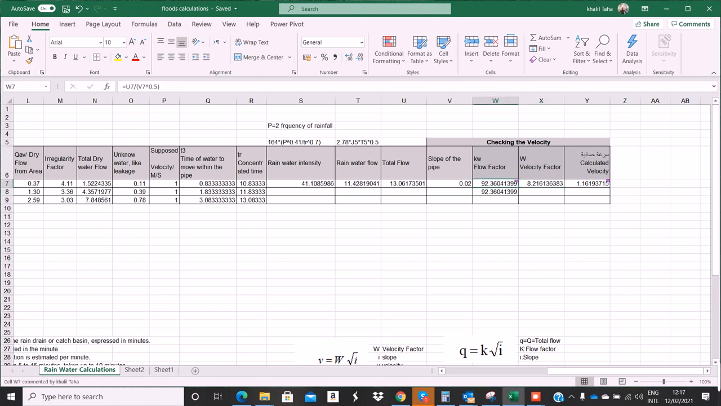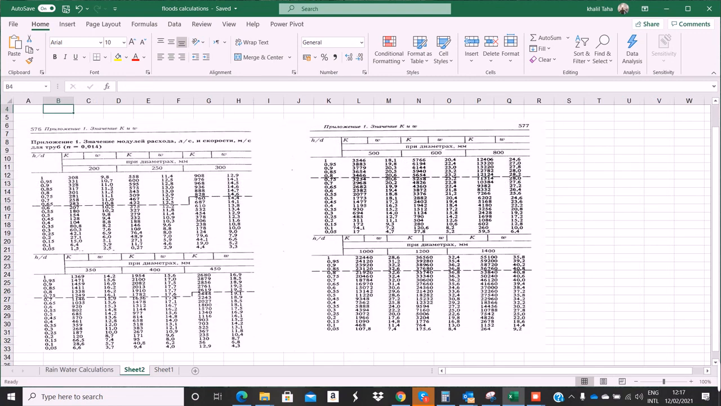Now I need to find another factor. Now I have the KW. I can use the manual way. There are some abacus, or we call them diagrams. Let's start with a pipe with diameter 200. This is the minimum diameter we use in the sewage system or drain system, 200. Let's search for the KW.